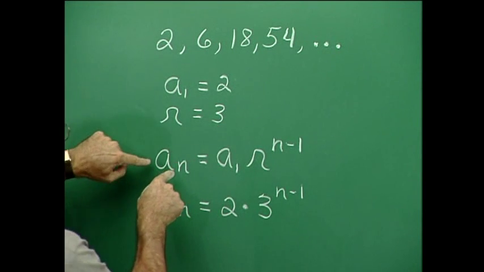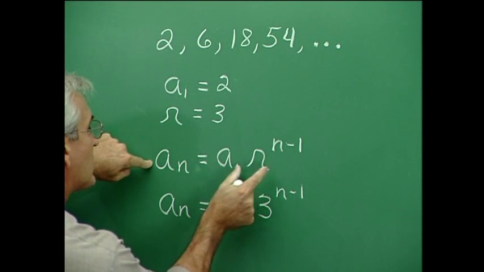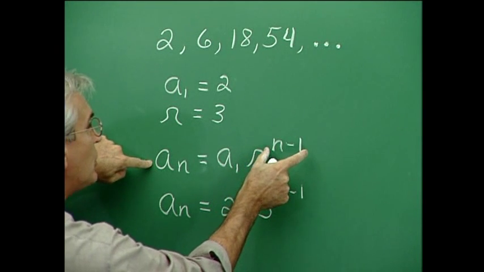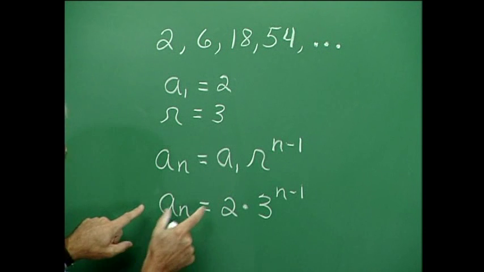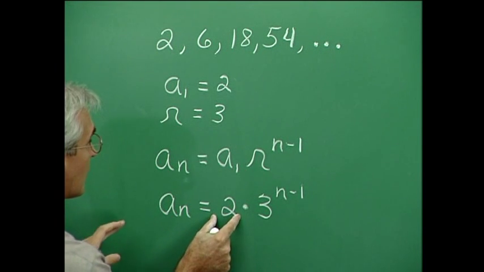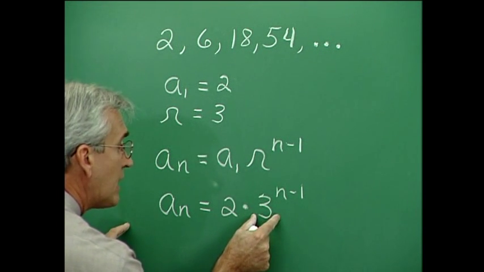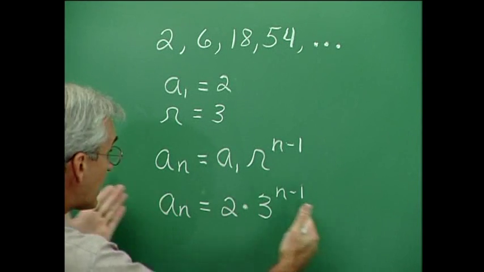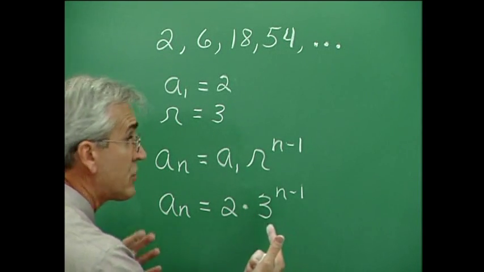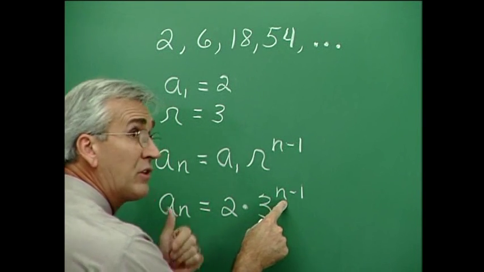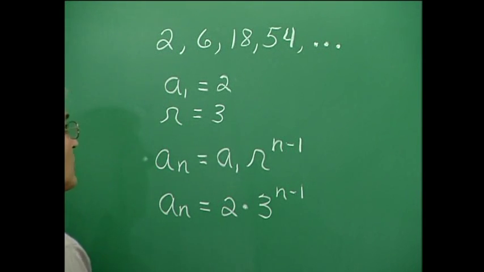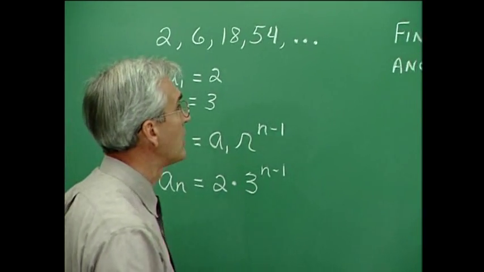Okay, so the nth term is the first term times the common ratio used as a factor n minus 1 times. So here, the a sub 1 is 2, and the common ratio is 3, so it's 3 to the n minus 1. Here's the expression to generate the nth term. We could generate the 20th term, you see, just by replacing n with 20, and we would have the value of the 20th term. All right, let's consider a few problems.